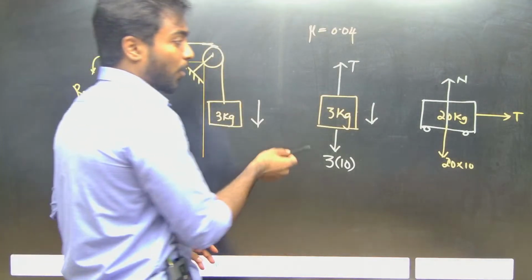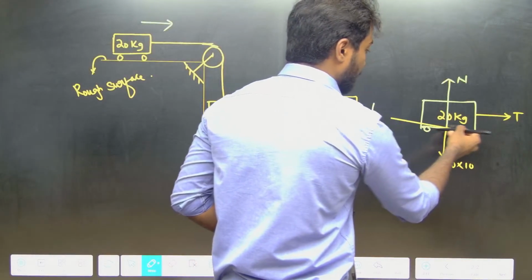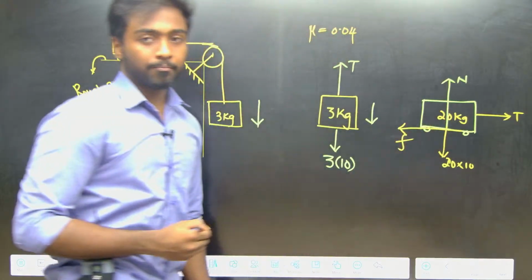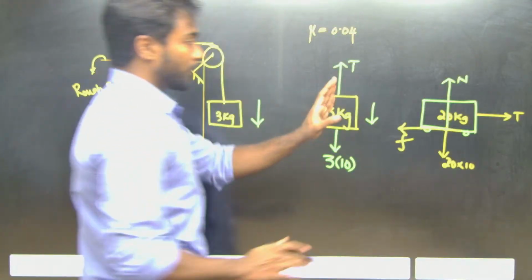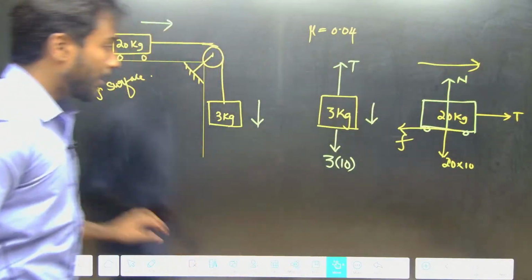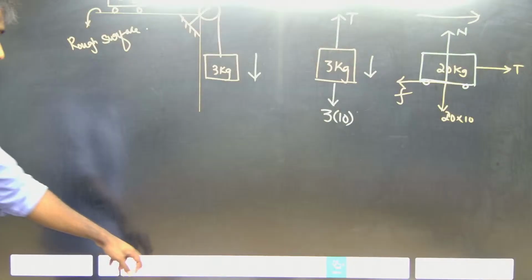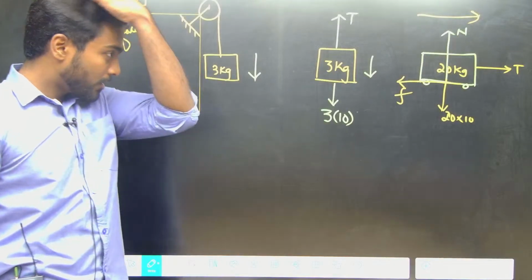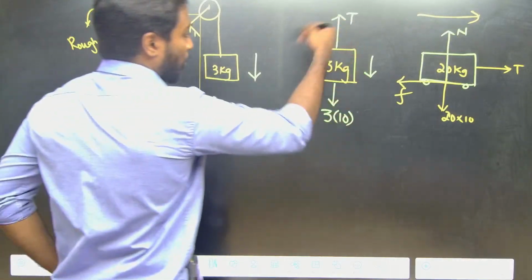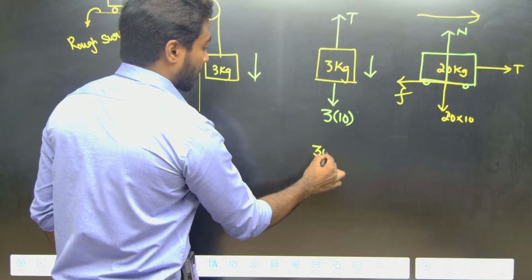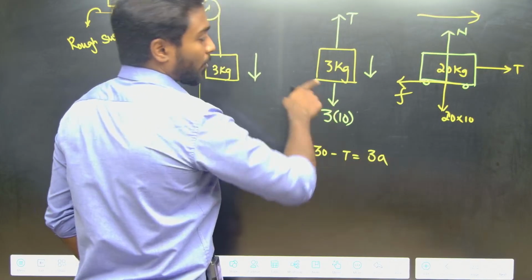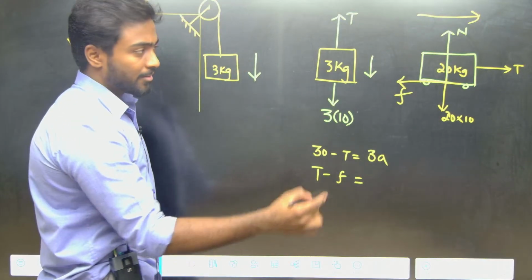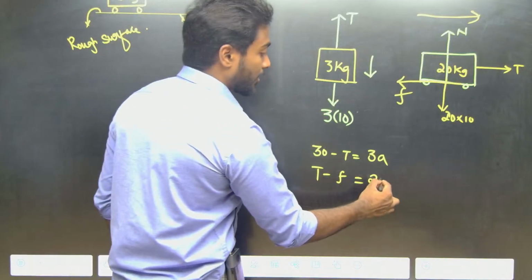When the object is moving in this direction, the friction force will be in the opposite direction, F, and acceleration will be in this direction. Now the diagram is done. I need to write the equations. For this one, 30 minus T is equal to 3 into a. For this one, T minus F is equal to mass into acceleration, 20 into a.